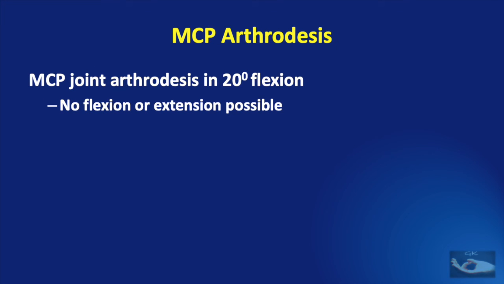In extreme cases, arthrodesis of the metacarpophalangeal joint can be done in 20 degrees of flexion. However, this is quite disabling since there is no flexion or extension possible at the joint after the procedure.